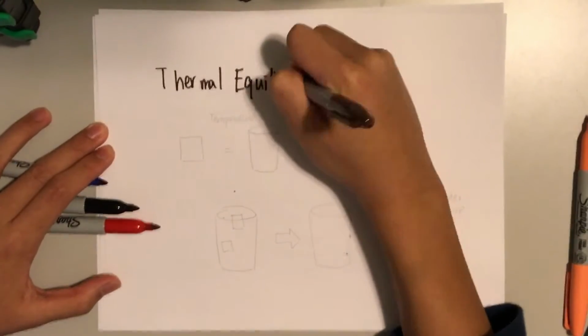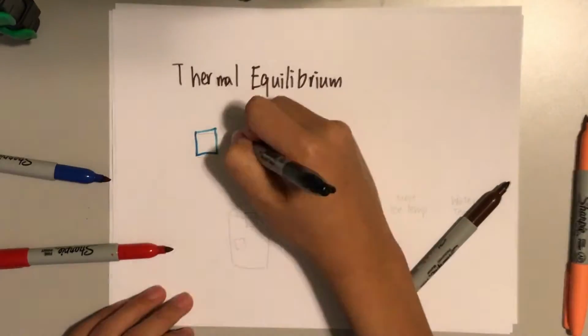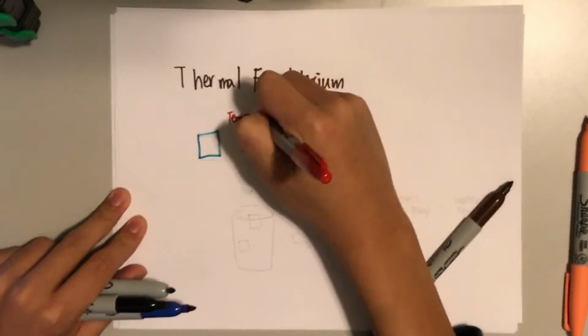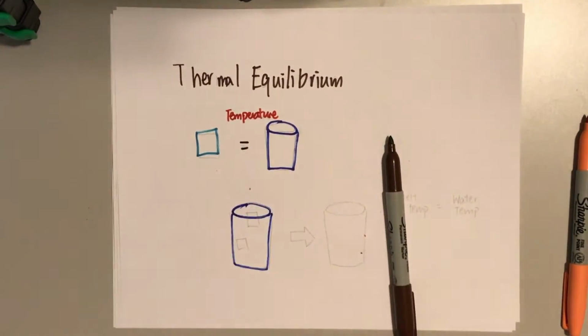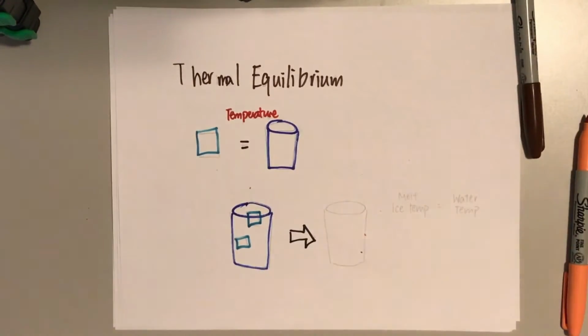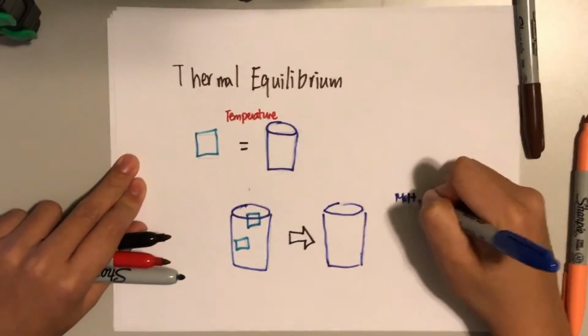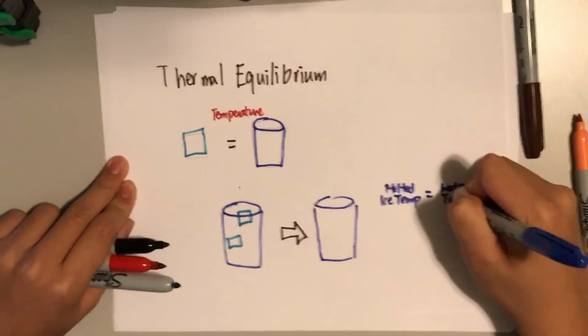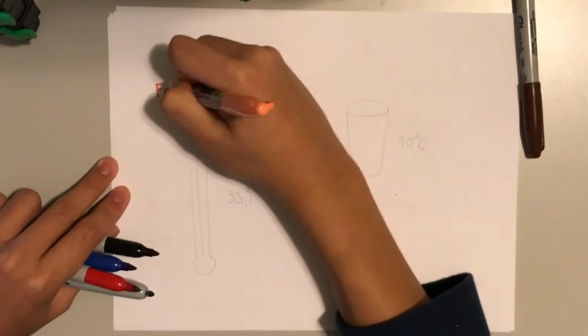Thermal equilibrium is a state where two objects connected by a permeable barrier do not have any heat transfer between them, and this happens when two objects have the same temperature. So when the ice melts and gets the same temperature as the cooling hot water, they reach thermal equilibrium.